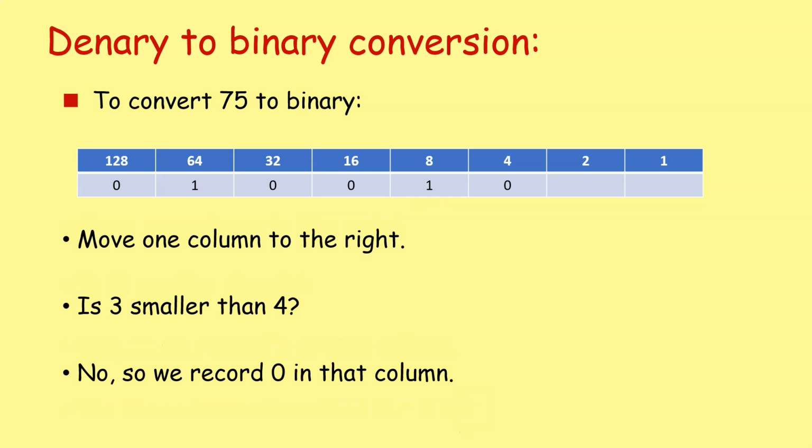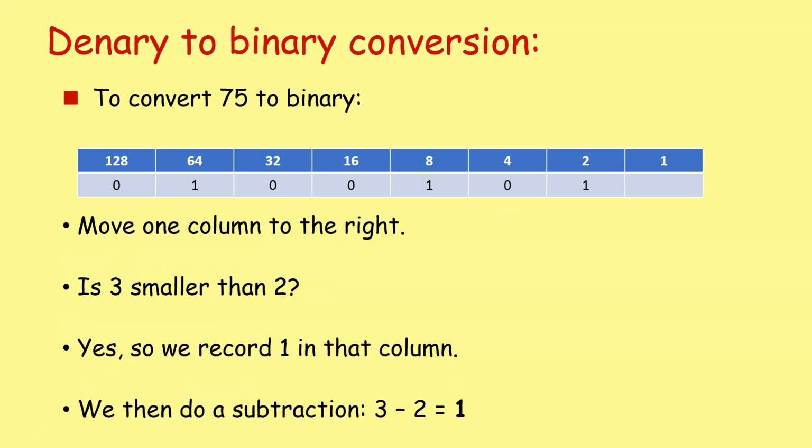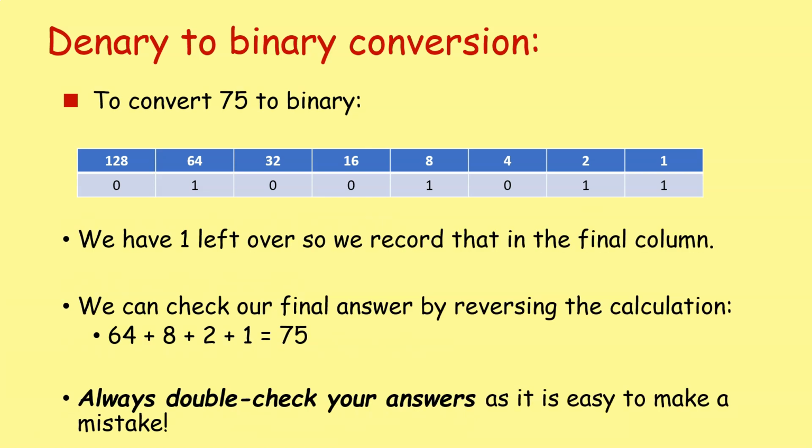Move one column to the right. Is 3 smaller than 4? No. So again, we record a 0 in that column. Move one column to the right. Is 3 smaller than 2? Yes. So again, we record a 1 in the column, and then we do the subtraction. So 3 minus 2 gives us a total of 1. Move one column to the right. We're in the final column. We've got 1 left over. The column value is 1, so we're just going to record a 1 in that final column. That means we've used up all of that number they wanted to convert. And now we have an answer of 01001011.